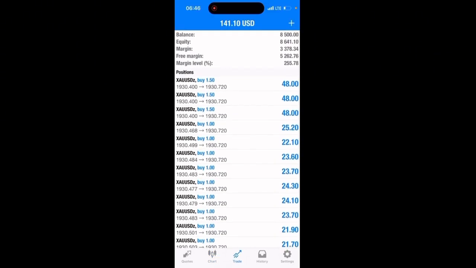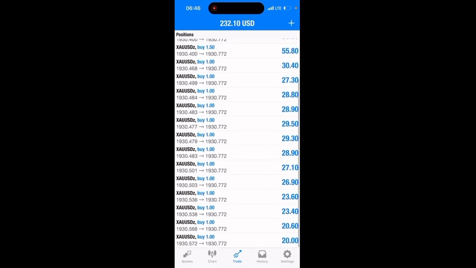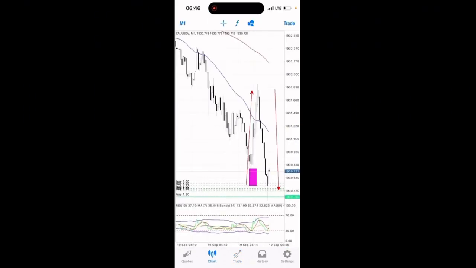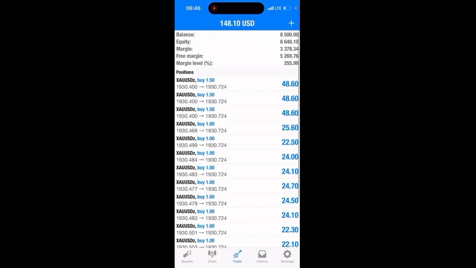The capital which I'm going to use is $8,500. My target is about $5,000 upward. As I keep getting more confirmation, I can add more positions to this trade, and then we see how much we can make from this trade. So let's go.